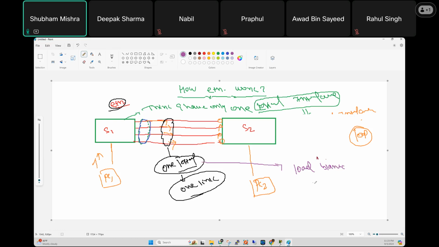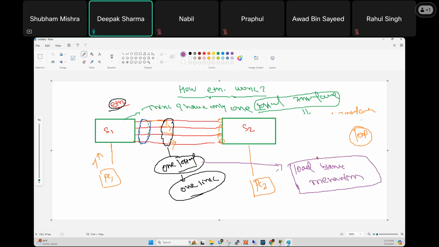Load balancing mechanism. What is load balancing mechanism? Clear, everyone? Switch number 1 will choose one link to forward the packet on the basis of load balancing mechanism. What is load balancing mechanism? How will the load balancing mechanism work? We will discuss it later. Getting my point, everyone?